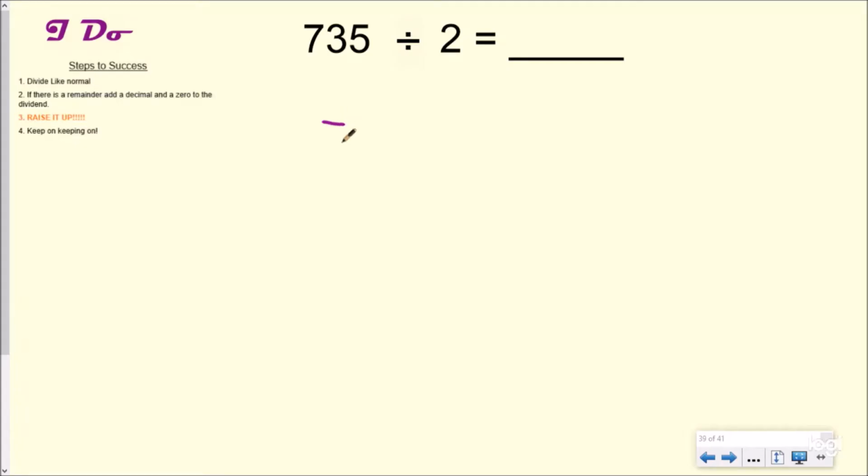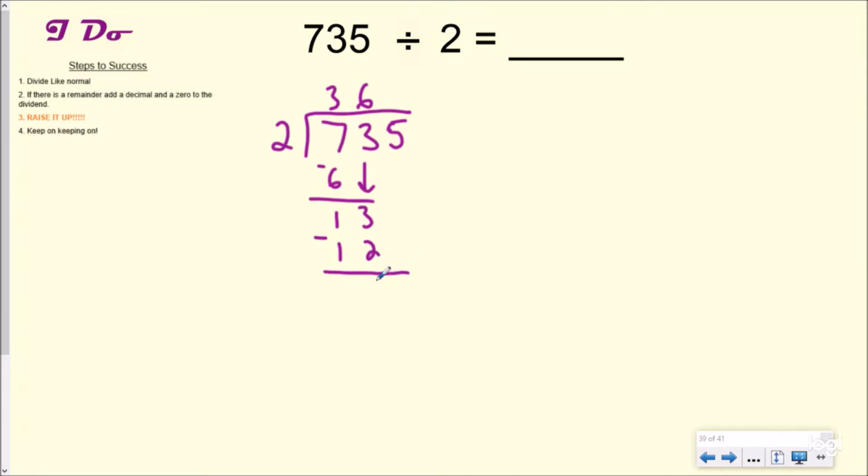We have 735 divided by 2. And so you're going to divide this just like normal, right? We have 3 groups of 2 go into that. When I multiply that, 6, I have 1. I'm going to bring down 13. 6 groups of 2 go into 13. When I multiply that, that's 12. I subtract, that's 1. I'm going to bring down my 5, right? How many groups of 2 go into 15? That would obviously be 7. And I'm going to multiply and get a remainder of 1.